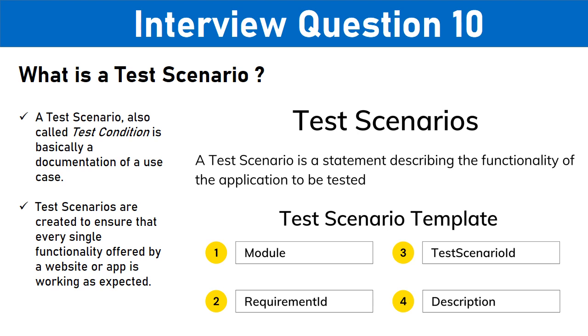First is module, the module or the component of the application. Secondly, requirement ID. This field is optional and can be linked to the SRS. Thirdly, test scenario ID. This field is the identifier of the test scenarios. Last, description. The description field describes the purpose of the test scenario.